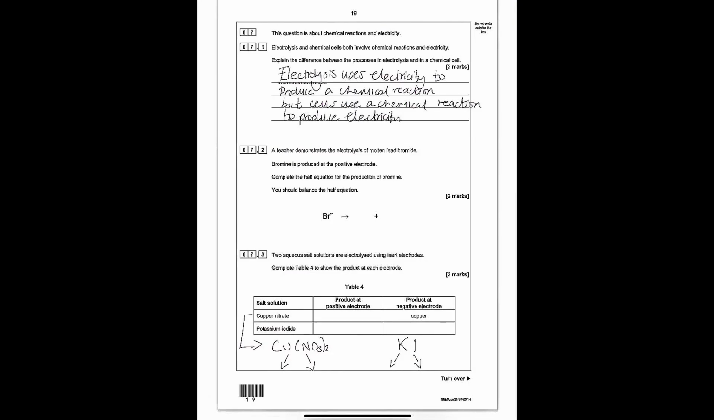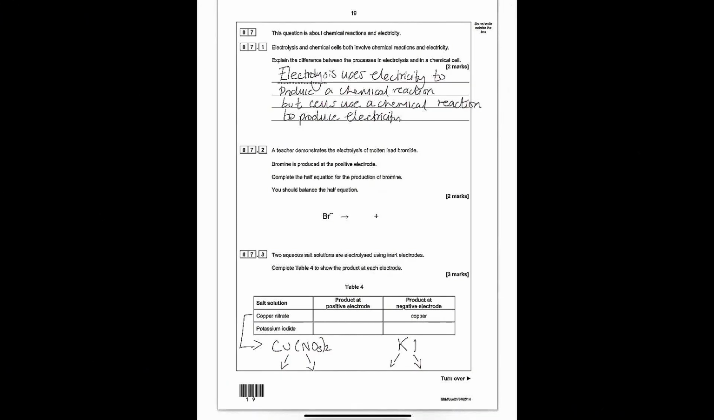Okay, everyone, I'm going to go through some exam questions based on electrolysis. So let's do question 7.1. This question is about chemical reactions and electricity. Electrolysis and chemical cells both involve chemical reactions and electricity. Explain the difference between the processes in electrolysis and in a chemical cell. And that is worth 2 marks.